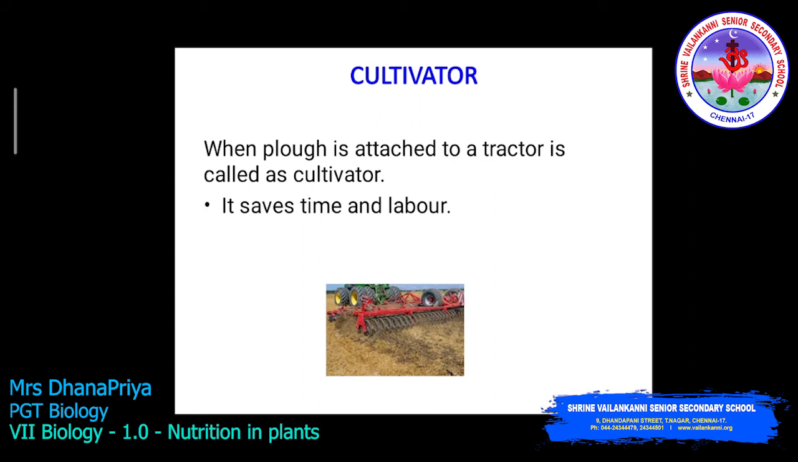Cultivator. This is another agricultural implement. When a plough is attached to a tractor, it is called a cultivator. It saves time and labor. This is like a blade, and it also helps to harvest the crop.